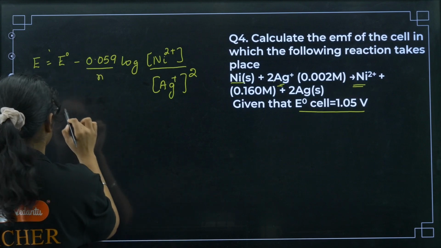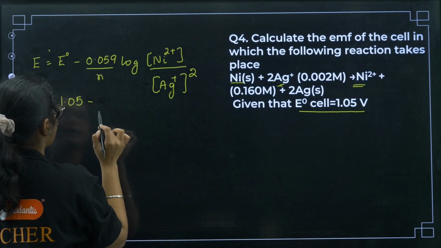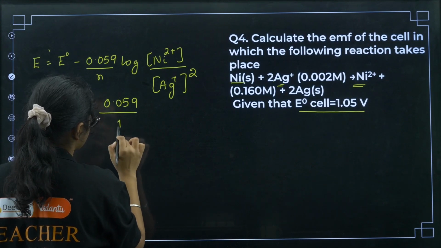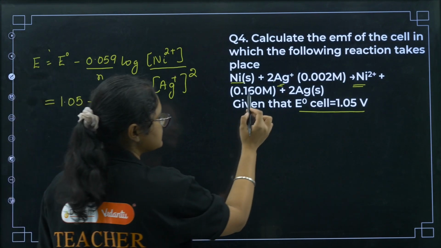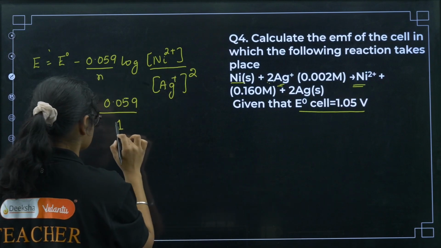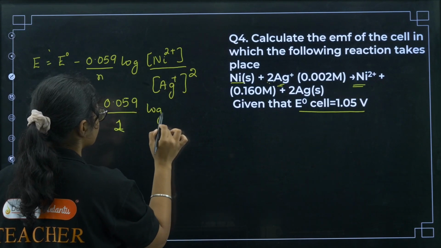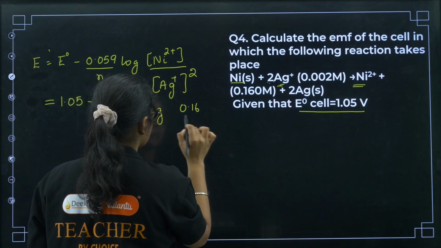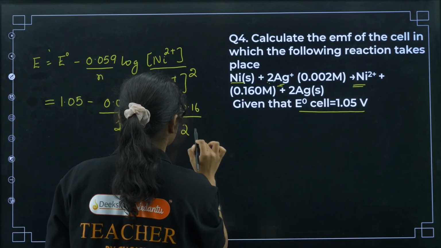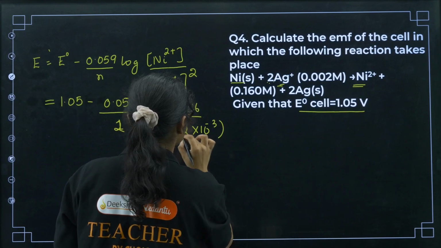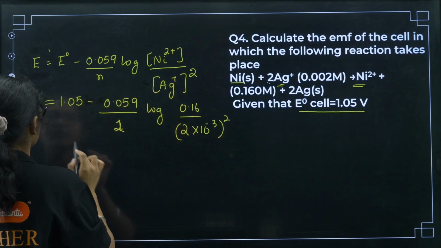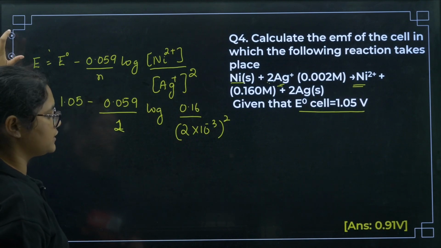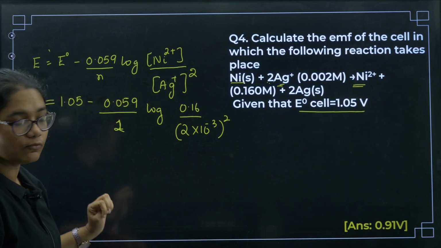Now if I see here, E naught value is 1.05 volt, minus 0.059 by n. Sorry, n will be 2, you can see here 2 electrons, here also 2 electrons, so that is 2, log of Ni2+ is 0.16, and Ag+ is 2 into 10 to the power of minus 3 whole squared. Now you can just solve this and calculate the value of E. Once you do this calculation, you will be getting 0.91 volt.